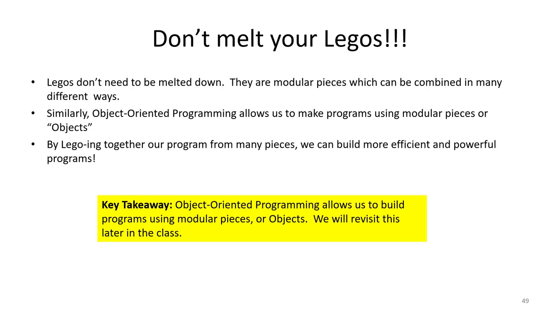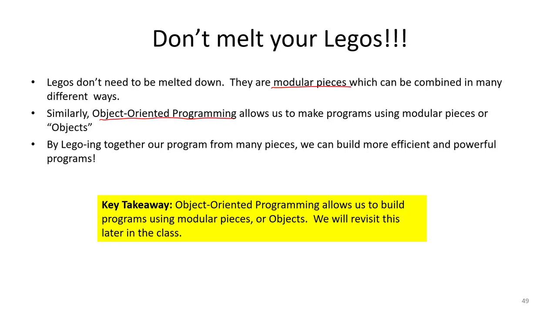The nice thing about Legos is that they don't need to be melted down. They're modular pieces, and we can take them apart and recombine them in many different ways. And object-oriented programming is kind of similar. It allows us to build these programs, which are modular pieces. And we use these things called objects, which contain both data and functions bundled together.